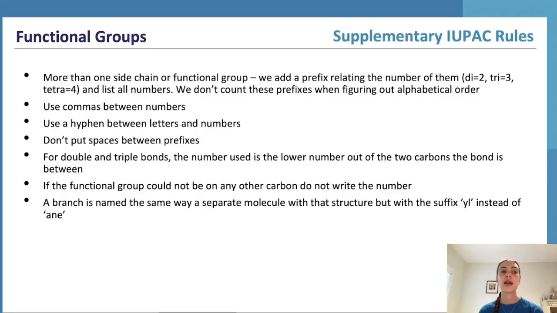So if you had a carbon molecule which is 10 carbons long, but on the 5th carbon in, you've got a branch with 3 carbons on it, you call it 5-propyldecane to show that it's got 10 carbons along the main backbone, but on the 5th carbon in, there is a branch which is 3 carbons long.